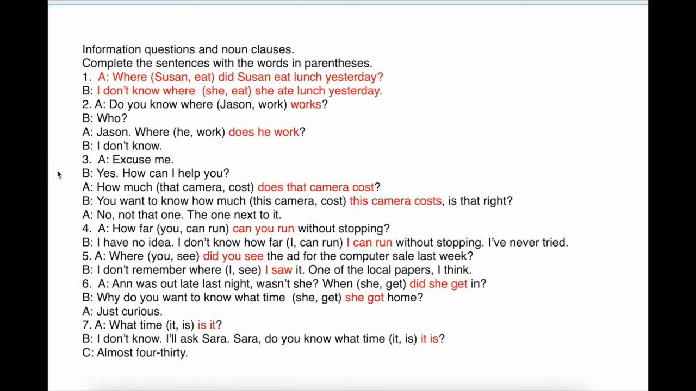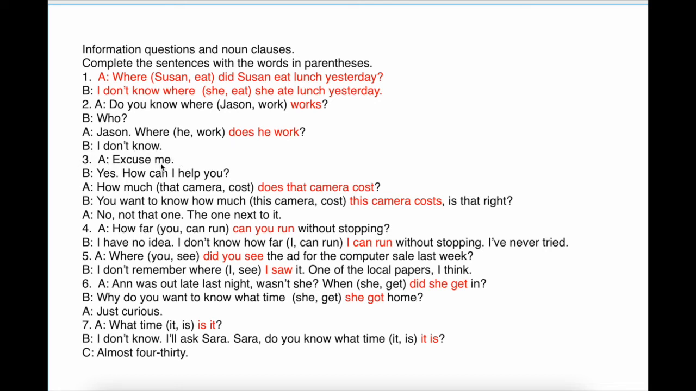Okay, now let's go and see information question or noun clauses. Number 2, do you know where Jason works? Noun clause, main clause. Who? Jason. Where does he work? This is the information question and also a sentence. I don't know.